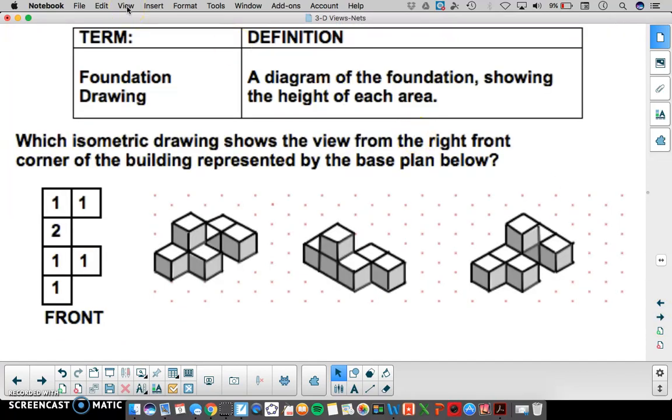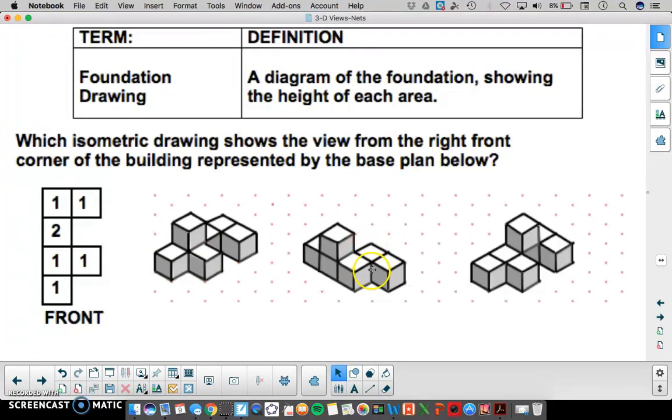Now we're going to talk about a foundation drawing. This is a diagram of the foundation showing how many blocks are in each column. We want to know which isometric drawing shows the view from the right front corner of the building represented by the base plan below. So the right front would be from this corner. We can see here, this would be a view from the right front. So this would be the front here, and then this would be to the right of it.